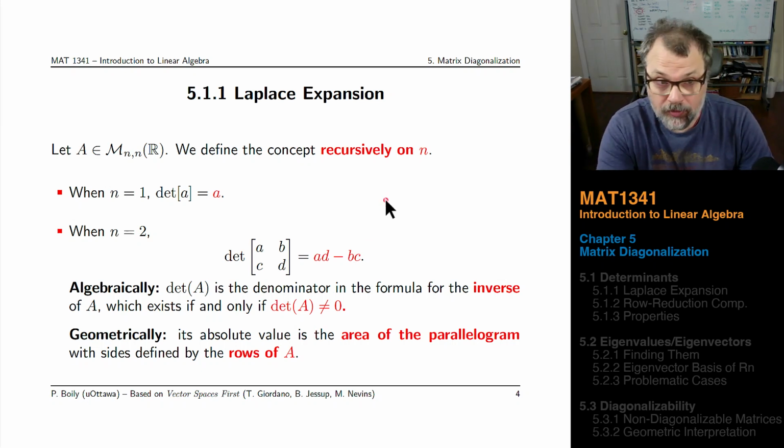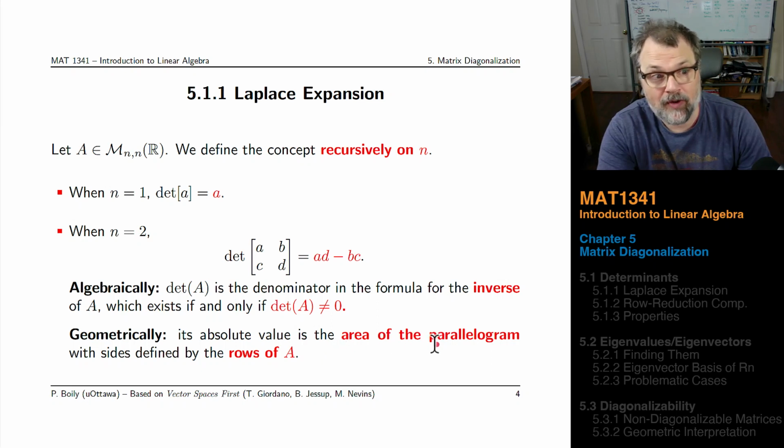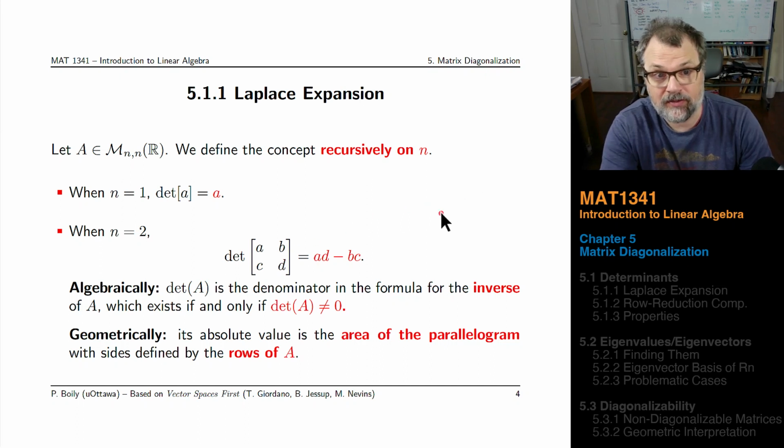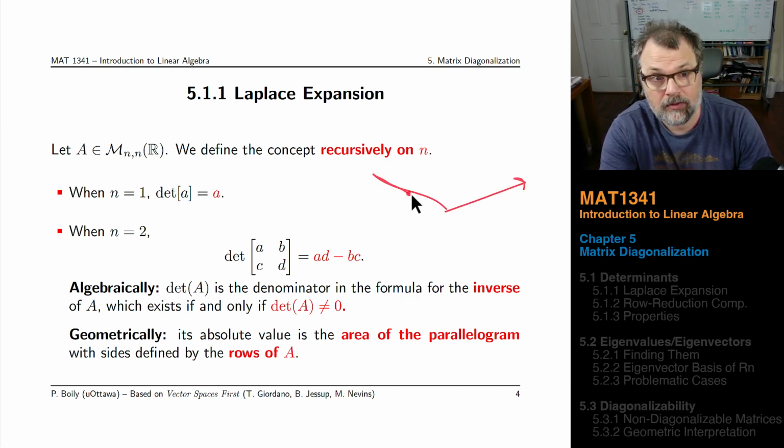Geometrically, the determinant is the area of the parallelogram that has sides defined by the rows of A. So if this is a vector AB, this is the vector CD, and there's this parallelogram here. The absolute value of this product would be the area here.